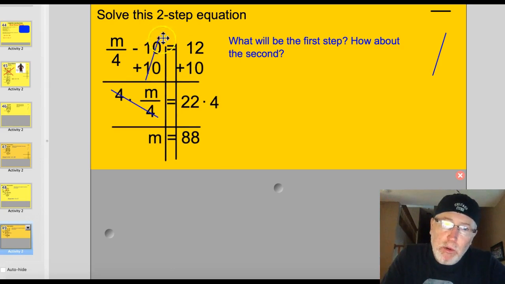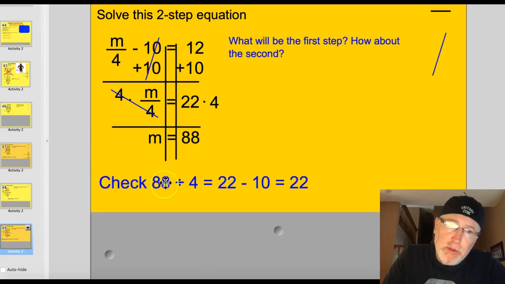All right, got to get rid of the minus 10 first. Get rid of minus 10 using the inverse operation. You add 10. So now you have m divided by 4 equals 22. How do you get rid of divided by 4? You multiply by 4, just like in the last problem. So the 4's are going to cross off. You still have to multiply on this side, 22 times 4, and you get 88.